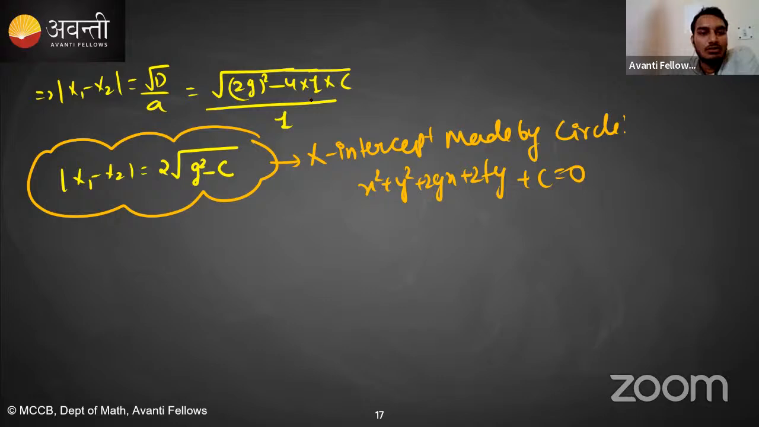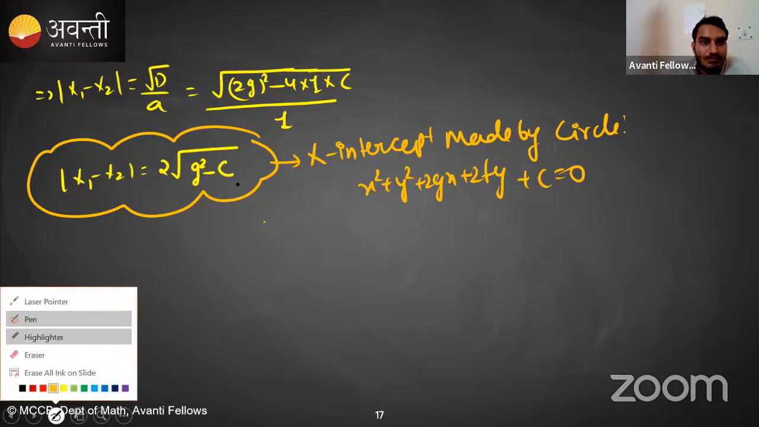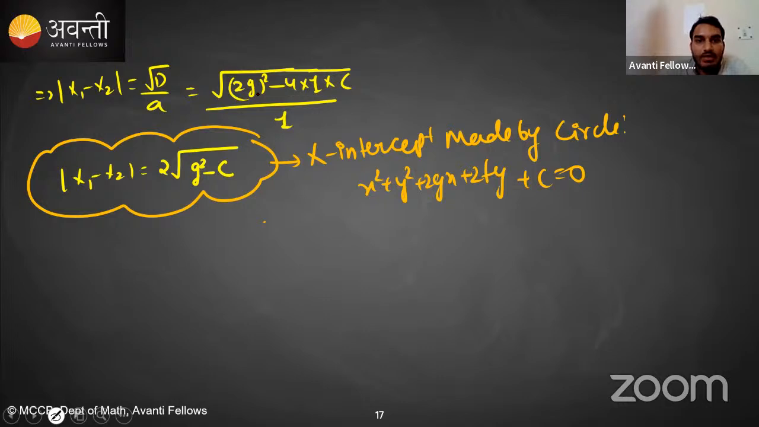Is this clear? So if I ask you what is the x intercept of a circle, it's nothing but 2 times under root of g square minus c. Okay, the x intercept is 2 times under root of g square minus c. Is this clear? So students, if the x intercept is clear, yes, very good.